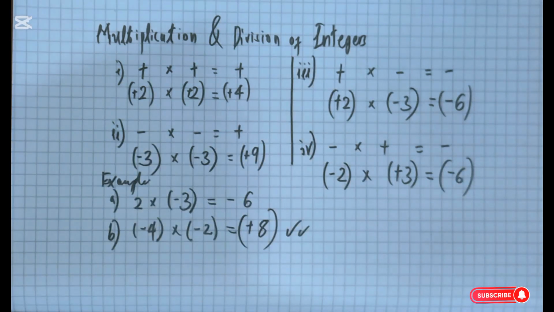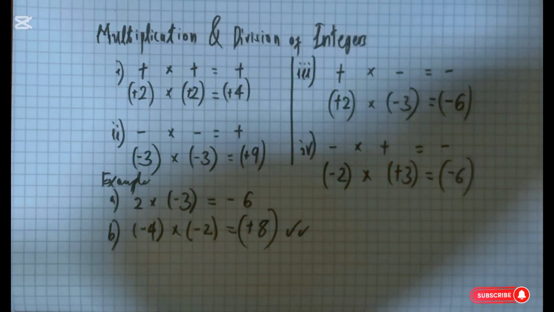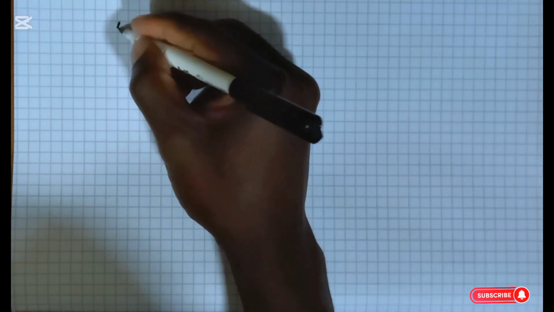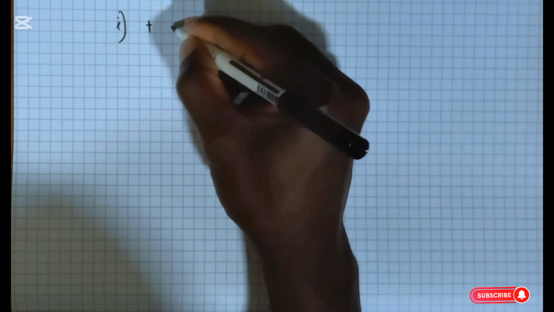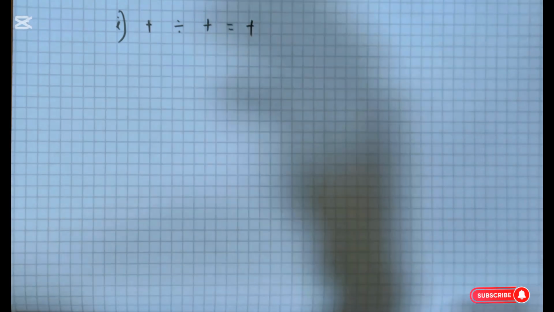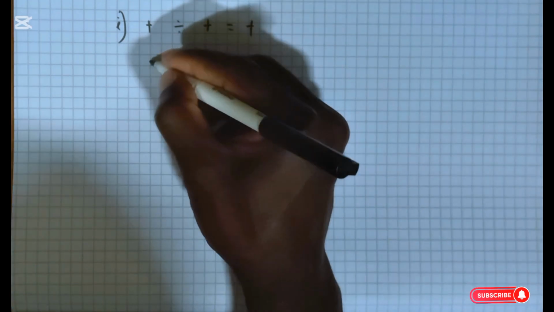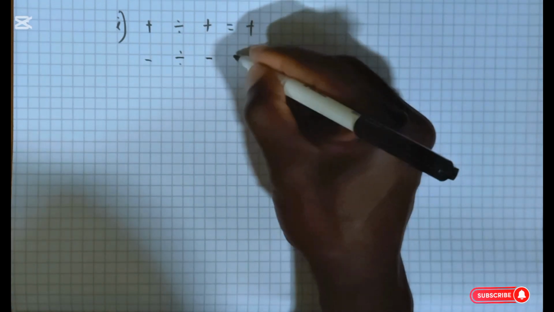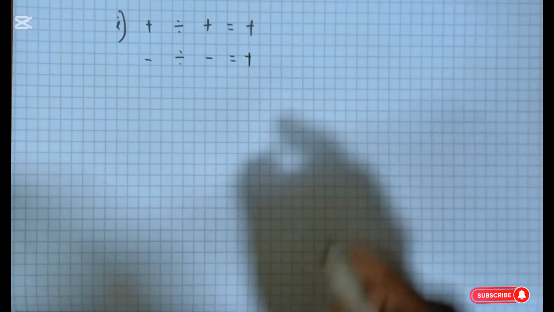Those are the 4 rules that you're supposed to observe when multiplying, which are also the same rules you should observe when dividing, as I'm going to show you in the next 2 examples. So when dividing, we still observe the same rules. When you have a positive number divided by a positive number, we expect a positive quotient. And a negative number divided by a negative number, we'll expect a positive quotient.